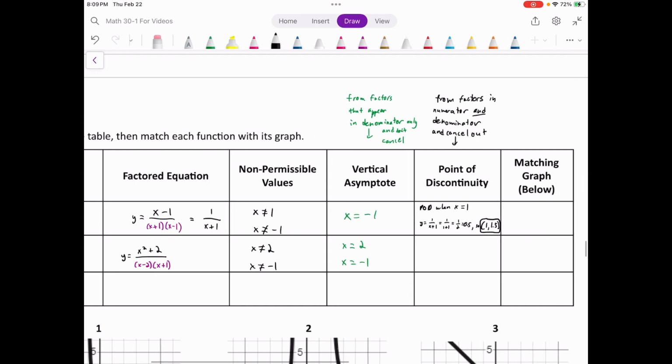Point of discontinuity. Those are factors that are in our denominator, but they can technically be simplified out. Factors that appear in both the denominator and the numerator, therefore, right? So that they could be canceled out. Do you see anything like that here? I don't. I don't see any factors that appear in our numerator and denominator and could therefore be canceled out. So our PODs, I don't think we have any. None. There's no points of discontinuity. There's no factors that end up canceling out because they appear in both the numerator and the denominator.